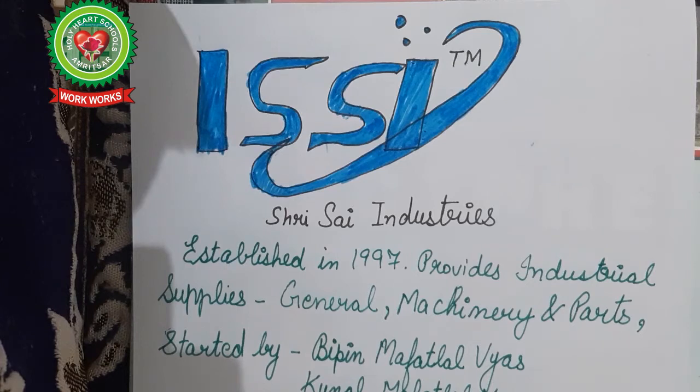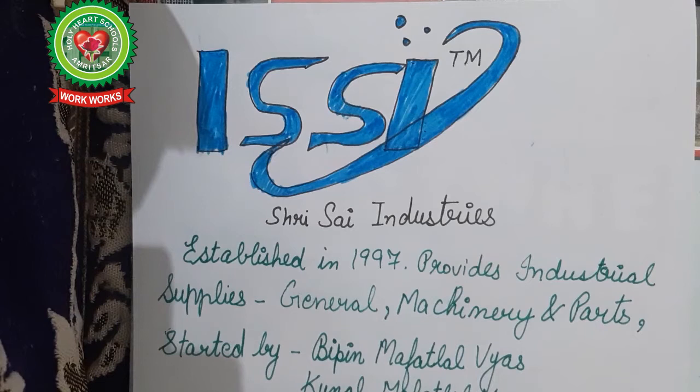One of the very famous industries which is manufacturing and supplying the same is Shri Sai Industries. This is one of the industries which has been working for the welfare of the people. It's not an NGO, it's not a non-profit organization, but these days due to the pandemic, they are manufacturing and providing at high discounts. It was established in 1997, provides industrial supplies general, machinery and parts.